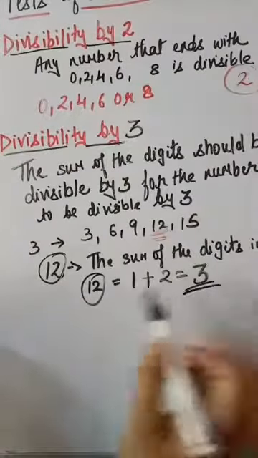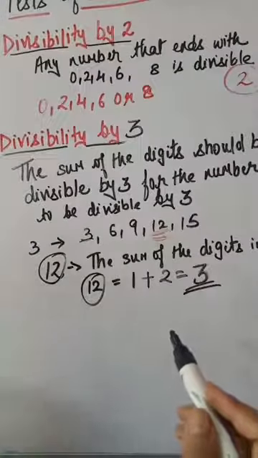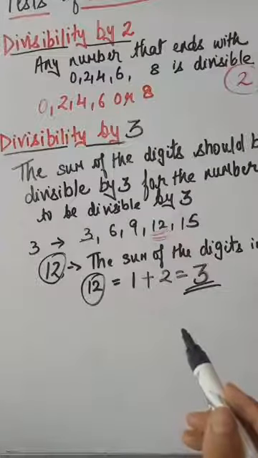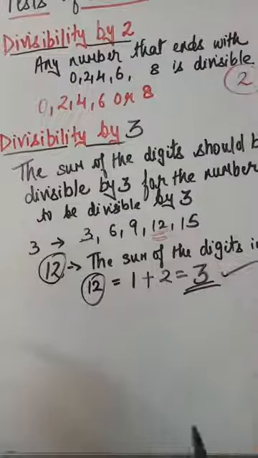Now consider the multiples of 3. So 3 is there. That means if the sum of the digits of a number is divisible by 3, the number is also divisible by 3. So 12 is divisible by 3.